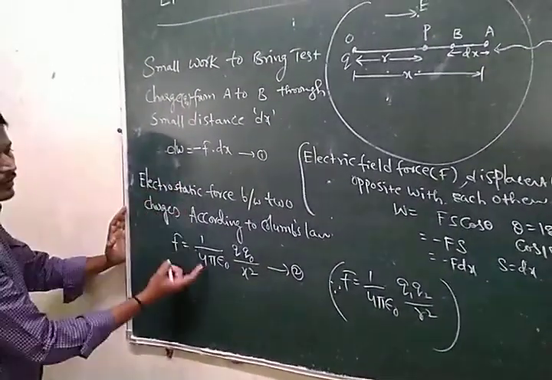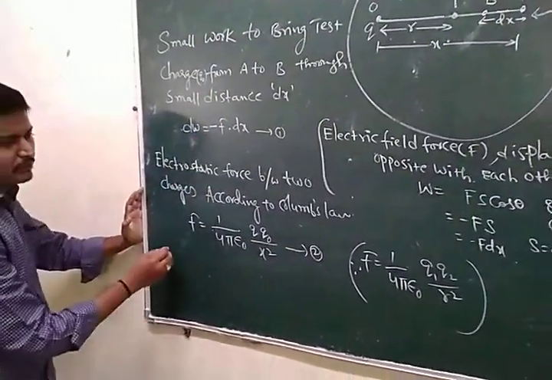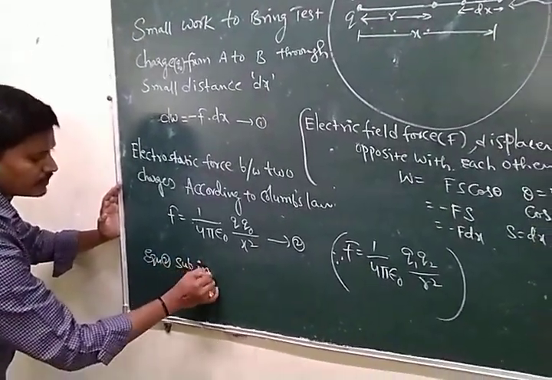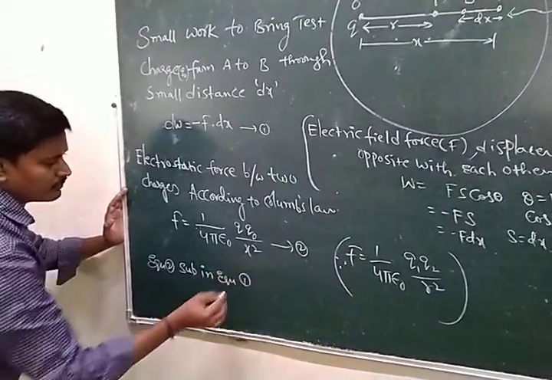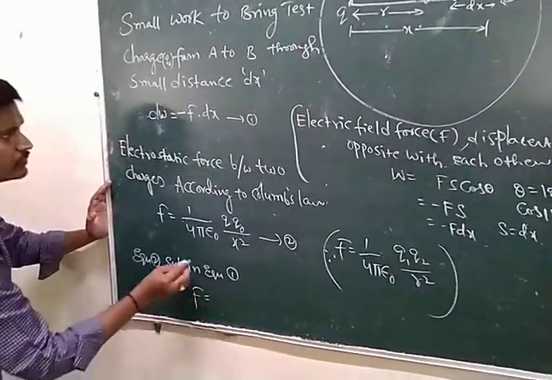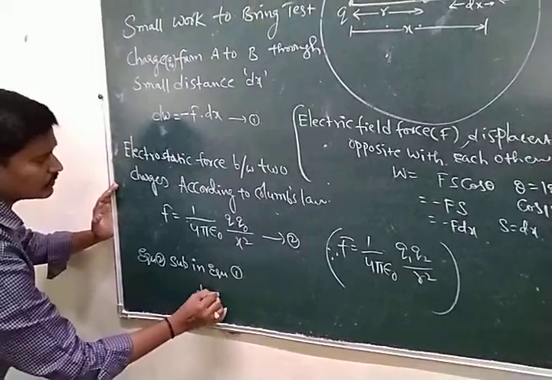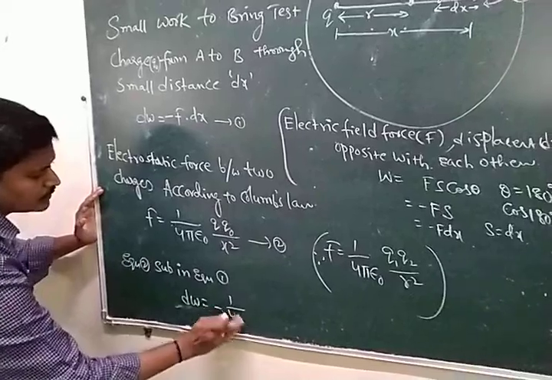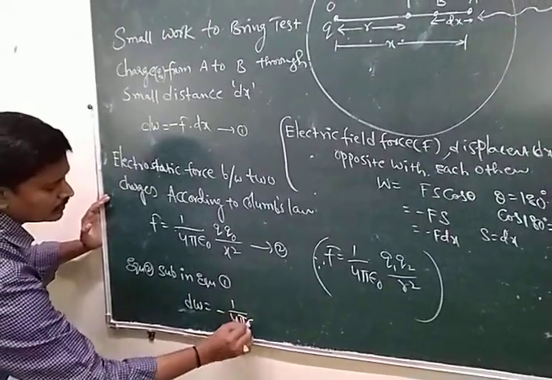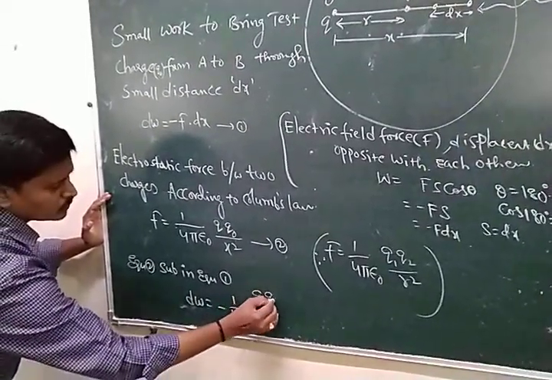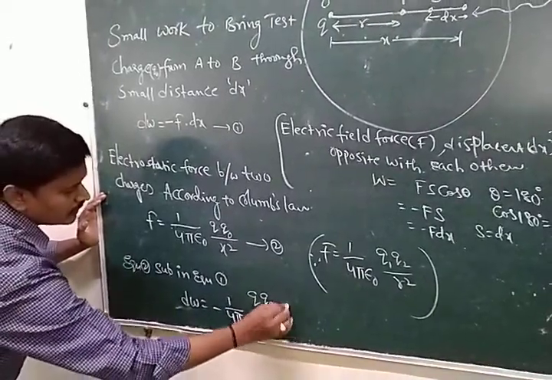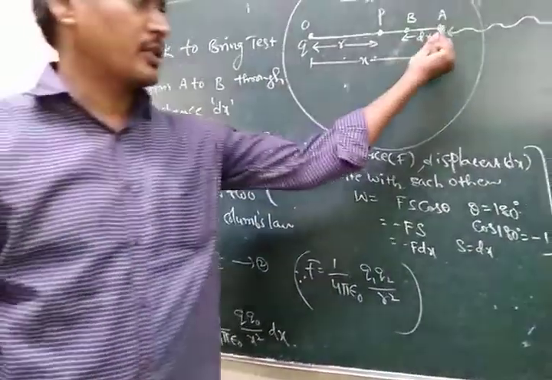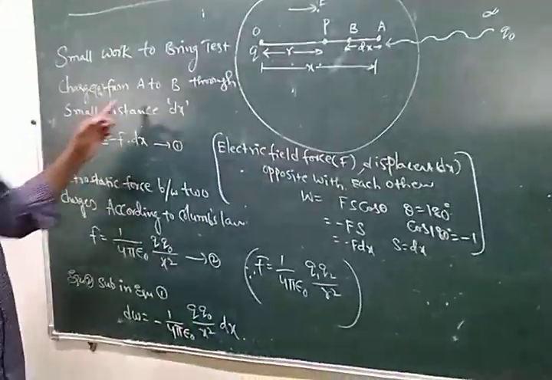Then this value you can substitute in equation 1. Therefore, dW is equal to minus 1 by 4 pi epsilon naught Q Q naught by x square into dx. This is the small work done to shift the charge from point A to point B.